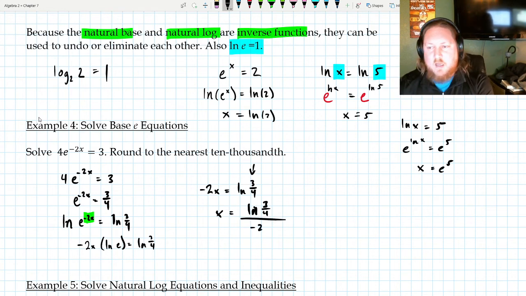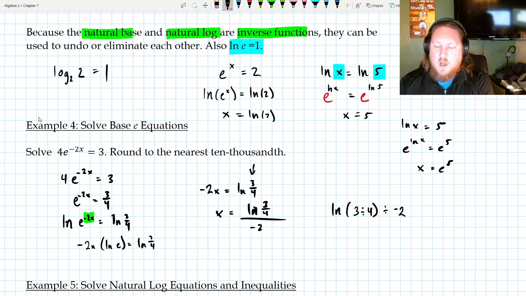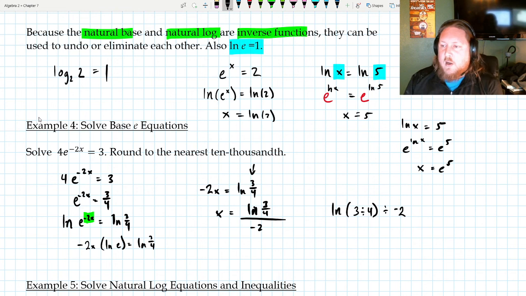Now, when I type this in my calculator, I'm going to hit that natural log button. It's going to give me a parentheses. I'm going to type in 3 divided by 4, close the parentheses, and then hit the divide button, negative 2. And use the negative sign, not the minus sign, of course. Otherwise, it will give you a syntax error because you're trying to divide and subtract at the same time. It doesn't like that. So natural log of 3 divided by 4 divided by negative 2.